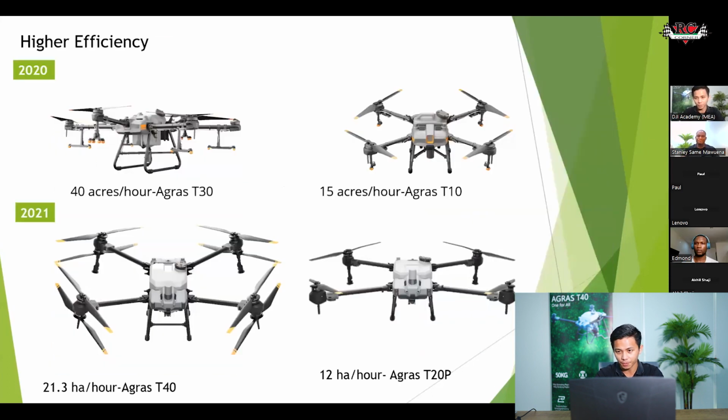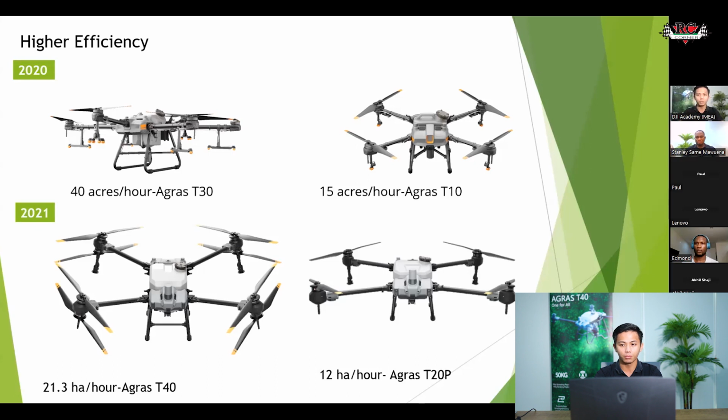Let's have a look at the efficiency. These are the latest in the market, from DJI. In 2022, we have the Agras T13 that can spray 14 acres per hour. For small farmers in some developing countries, where farm sizes are small, you don't need a big drone. You may deal with medium-sized farmers with maybe 2, 3, or just 5 acres. For this, another option is the Agras T10 that can finish 15 acres per hour.